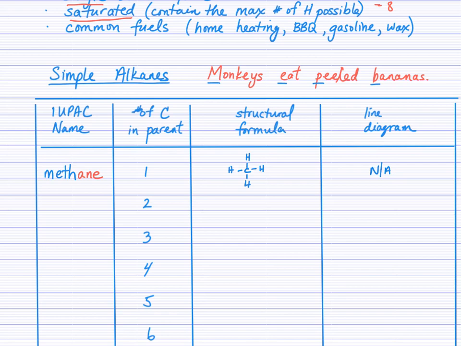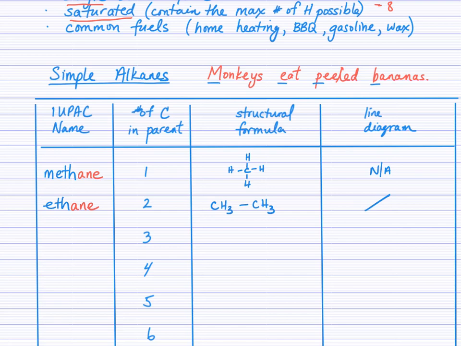Okay, so following the pattern monkeys eat peeled bananas, E stands for eth. So a 2-carbon alkane has the root of eth, which is the root for 2 carbons, and the suffix of ane, so ethane. So again, if you're looking to draw that, maybe you want to do the condensed now. It's going to take less time. And if you were to draw the line diagram, that's even faster. Boom, done.